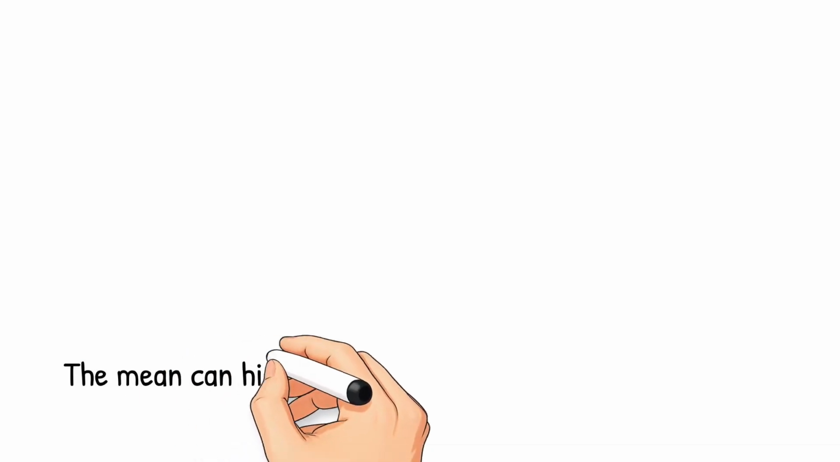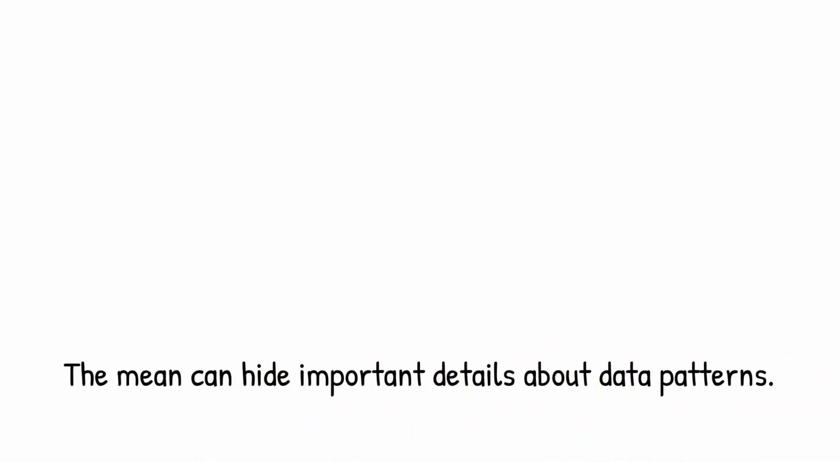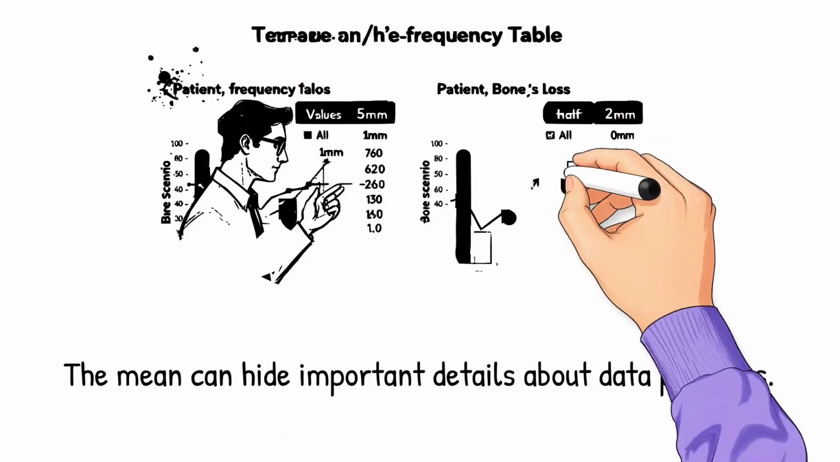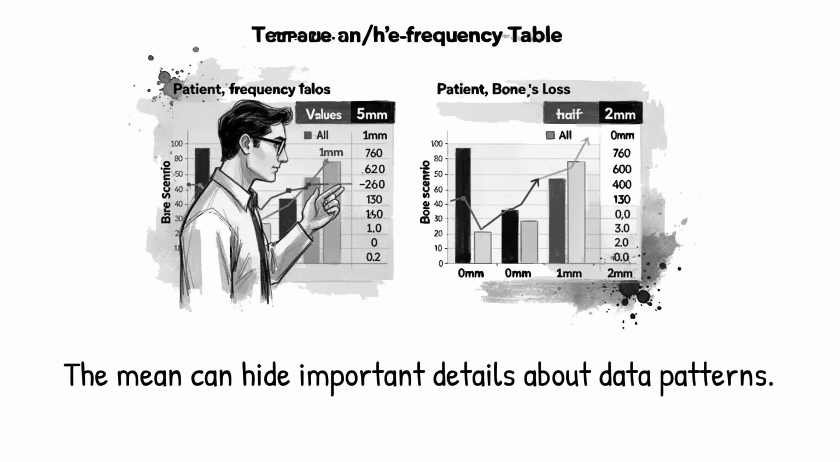A mean bone loss of 1 millimeter could mean every patient lost almost exactly 1 millimeter, or it could mean half lost 0 millimeter and half lost 2 millimeters. The frequency table reveals which story is true. The average alone hides it.